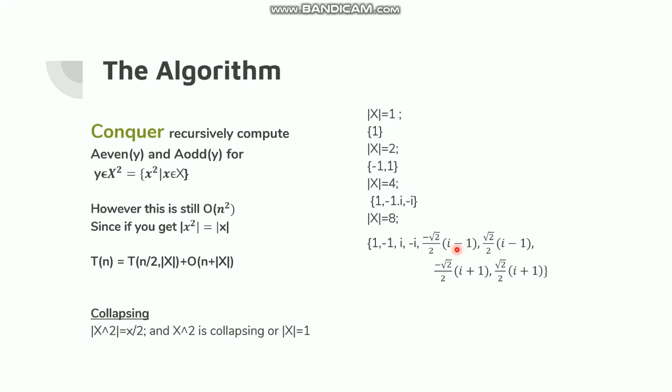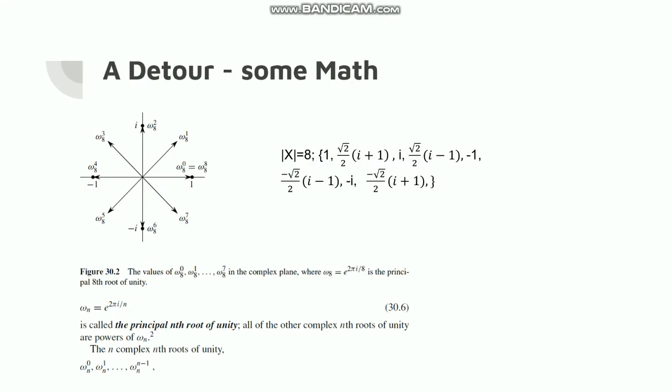And then for 8, we have 1, negative 1, i, negative i, negative square root of 2 over 2 times i minus 1, square root of 2 over 2 times i minus 1, negative square root of 2 over 2 times i plus 1, and square root of 2 over 2 times i plus 1. This is easy to see in our complex plane, where the x-axis is the real part and the y-axis is the imaginary part of our number.